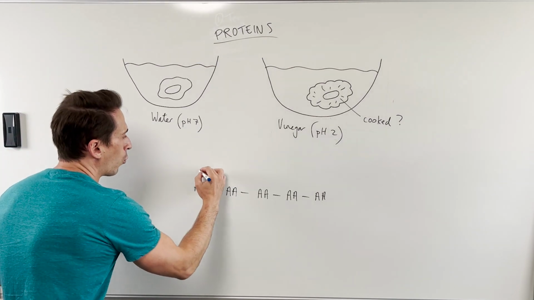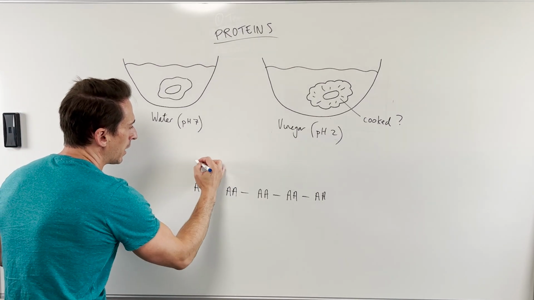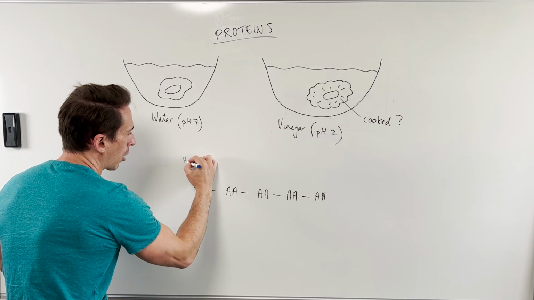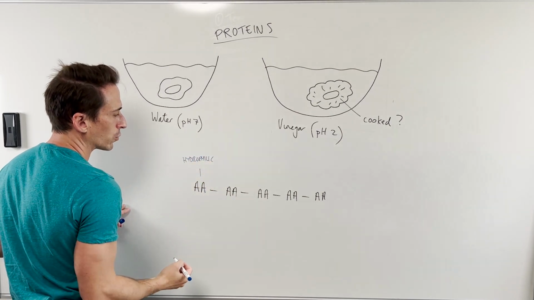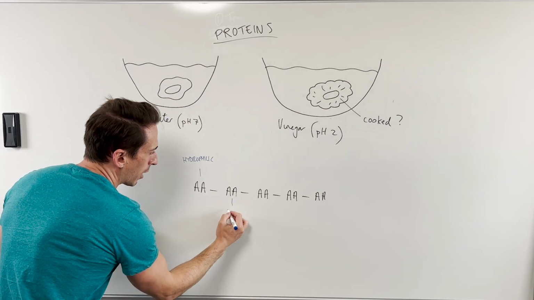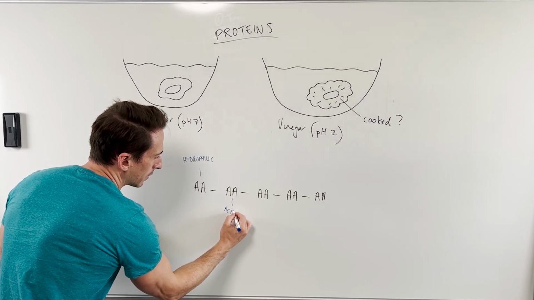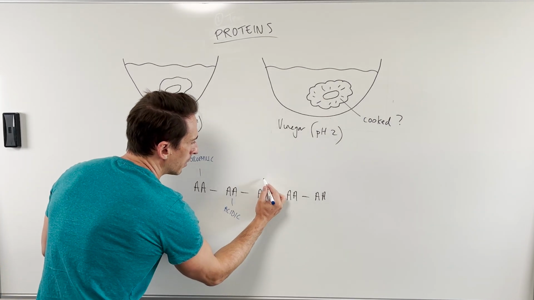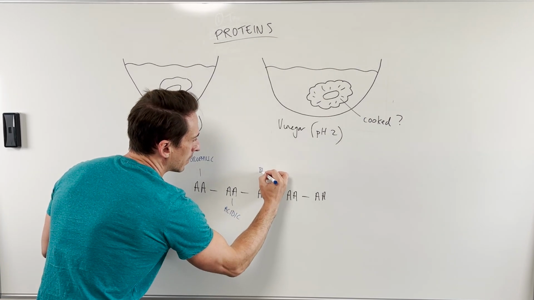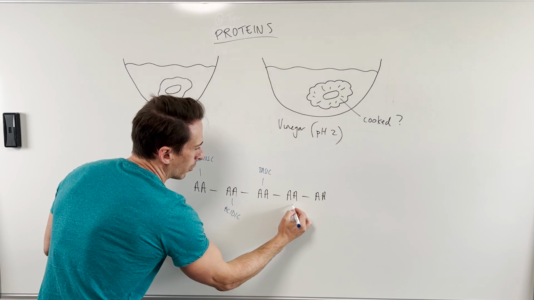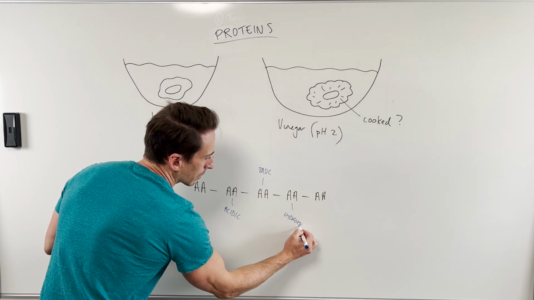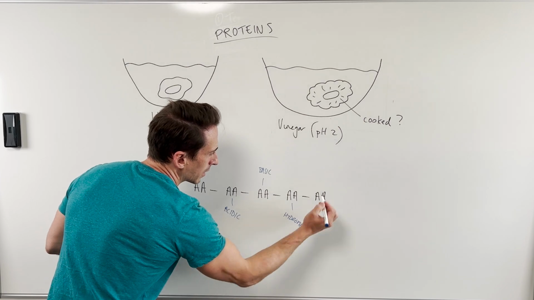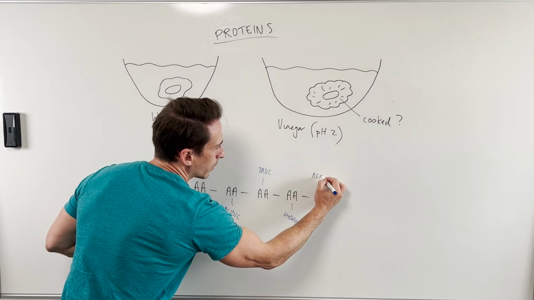side chains. So one side chain may be hydrophilic, so it loves water. Another one might be acidic. Another one might be basic. Another one might be hydrophobic. Right? And let's just say this one's acidic as well.